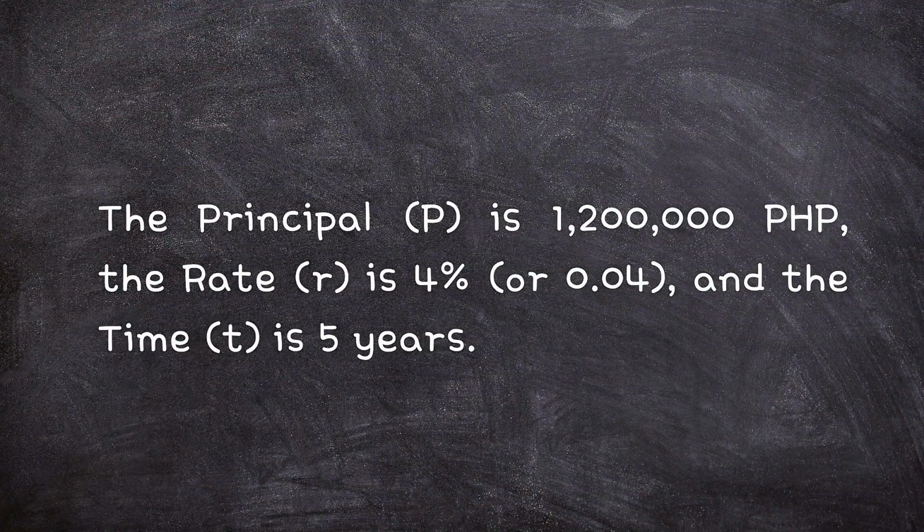First, we identify what we know. Our goal is to find the total interest paid over 5 years. The principal or P is 1,200,000 pesos. The rate or R is 4% or 0.04 and the time or T is the 5 years.